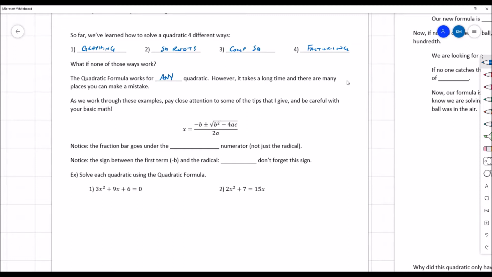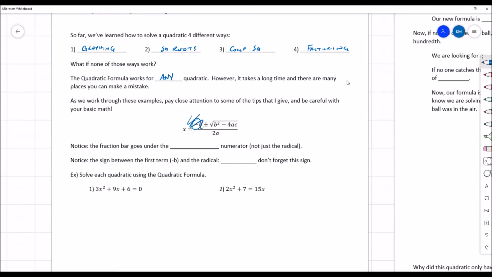Okay, so our quadratic formula is x equals opposite b plus or minus the square root of b squared minus 4ac all over 2a. And I say opposite b, one of the first places that we can make a mistake, because a lot of people see negative and always do negative. Okay, it's opposite. Whatever the b value is, you do the opposite of it.